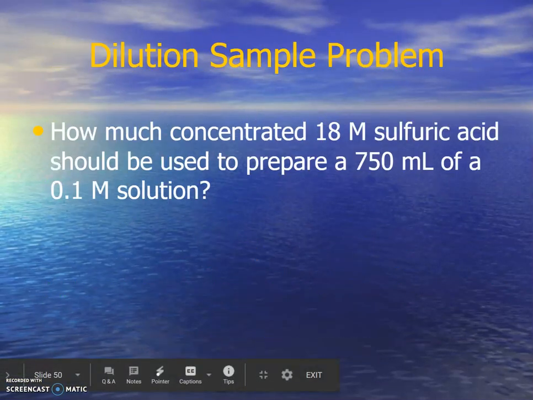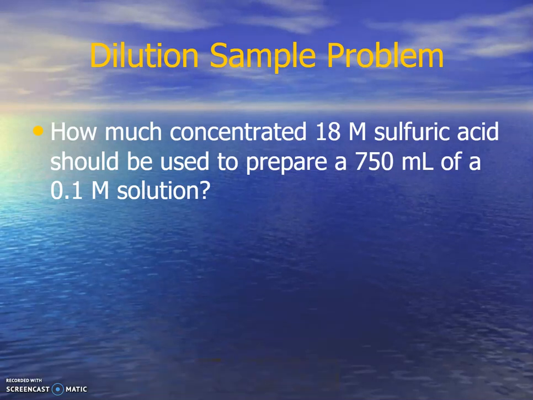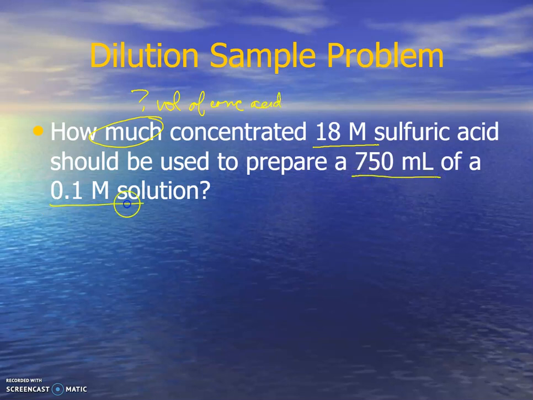All right, so here's our sample problem. How much concentrated 18 molar sulfuric acid should be used to prepare a 750 milliliter solution that is 0.1 molar? We're looking for the volume of the concentrated acid. So we write M1V1 equals M2V2. On the left, I write concentrated as my little reminder. On the right, I write dilute in order to help me out.